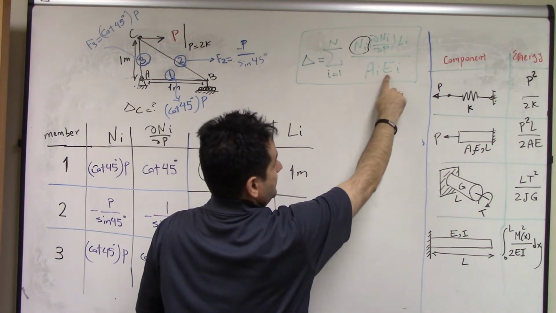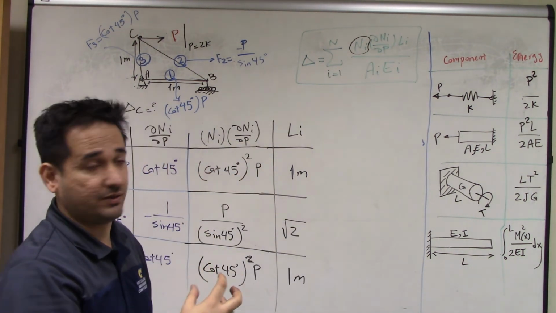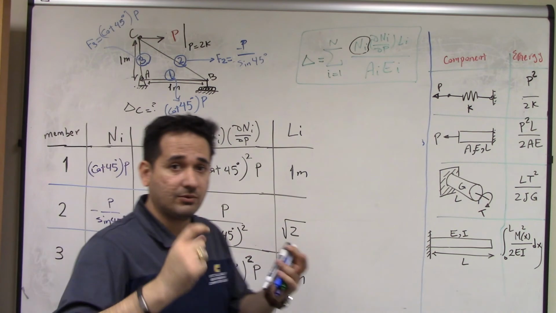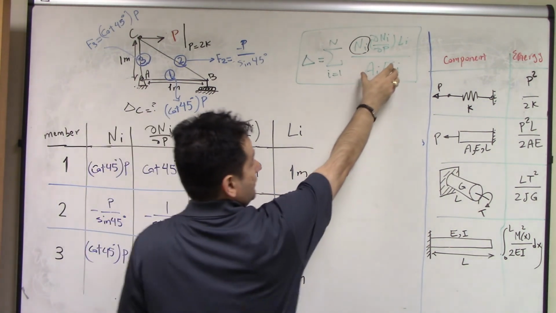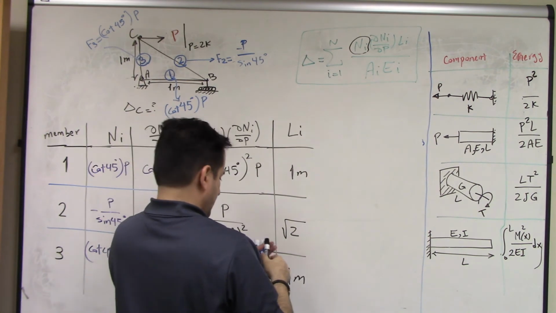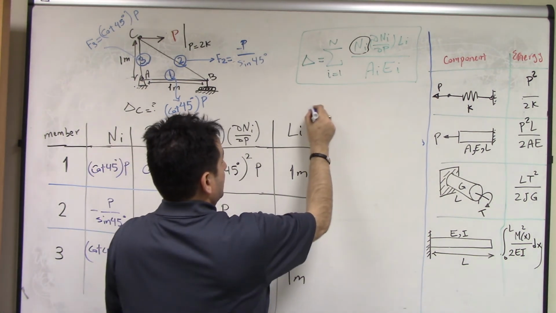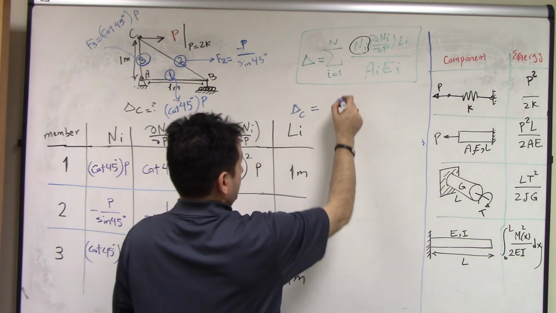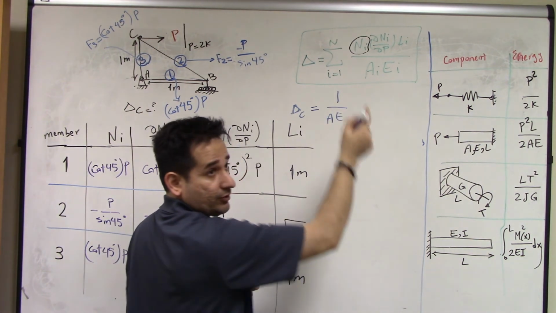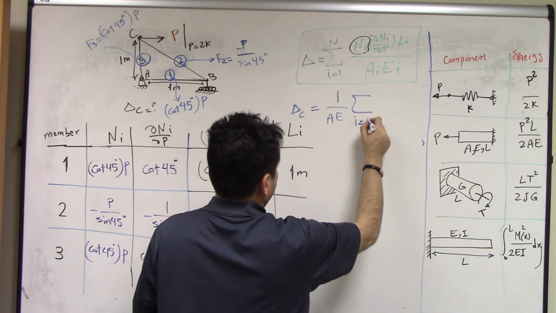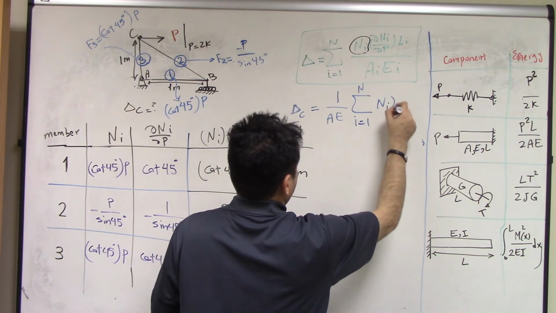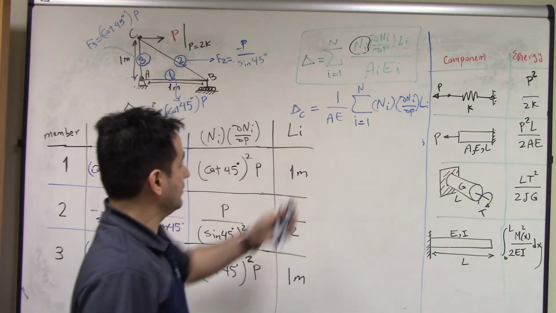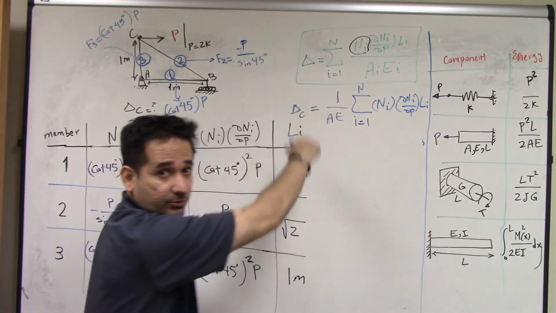and because A is constant, the cross-sectional area or modulus of elasticity. Let's say this truss is made of the same material with the same modulus of elasticity, and it has the same cross-section in each member. So this is a constant, you can take it outside of the sum. So the deflection at point C in this example is equal to 1 over AE, which is the same for all, summation from 1 to n, ni, partial ni, partial p, li. So all you need to do, multiply this together and add them, divide by AE.